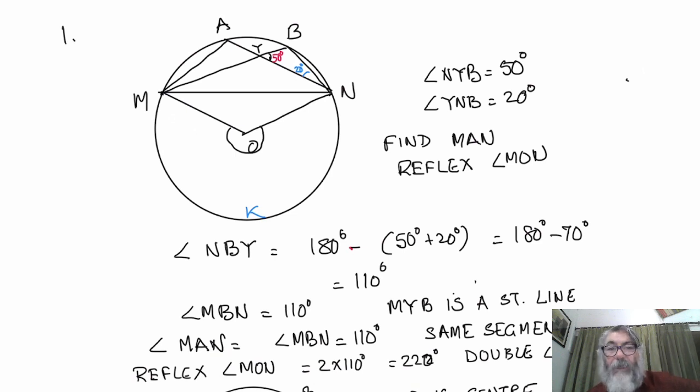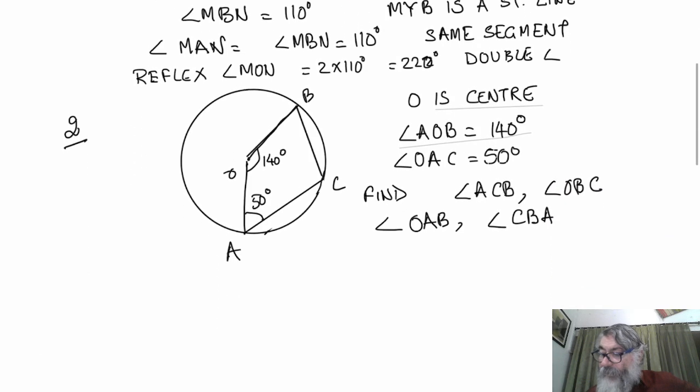So MKN is an arc. It is subtending angles MAN and MBN at the circumference of the circle. And this arc, which is a major arc, will always make a reflex angle at the center, which is reflex MON, which will be double of MAN or MBN, which is 110. So 110 into 2 is 220. Now let us see the next question.